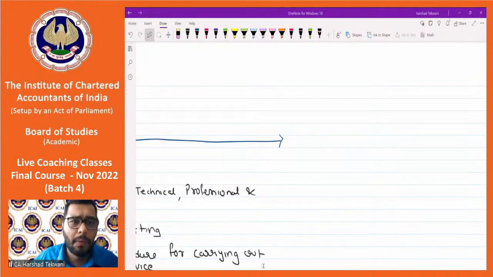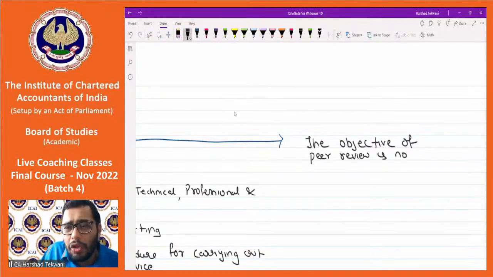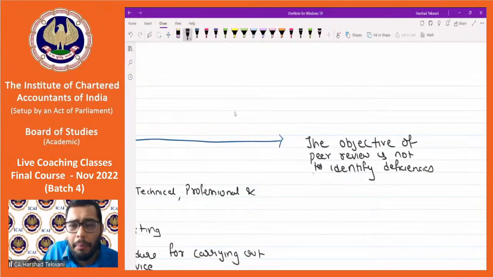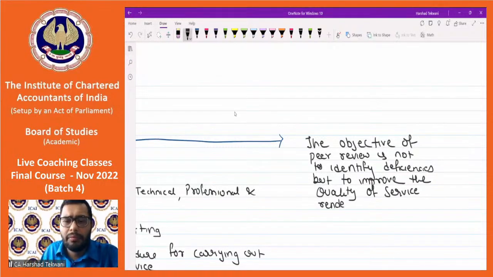Are you getting my point? Any doubt, guys? So, the objective of peer review is not to identify deficiencies, but to improve the quality of services provided or rendered by the members. That's the main objective.